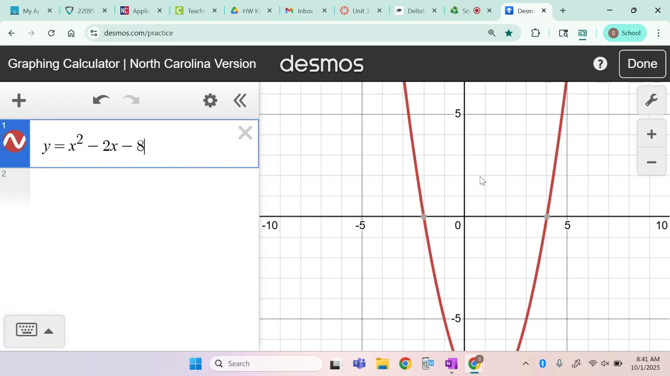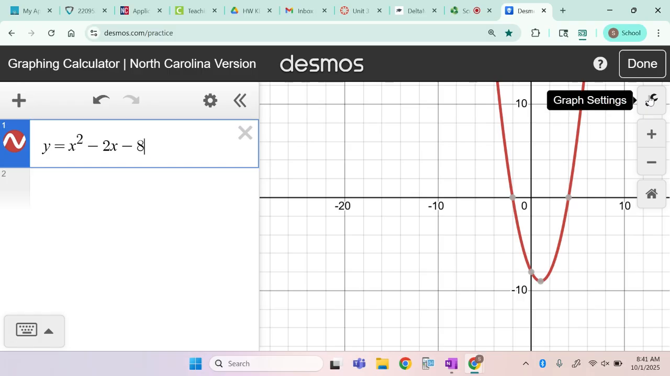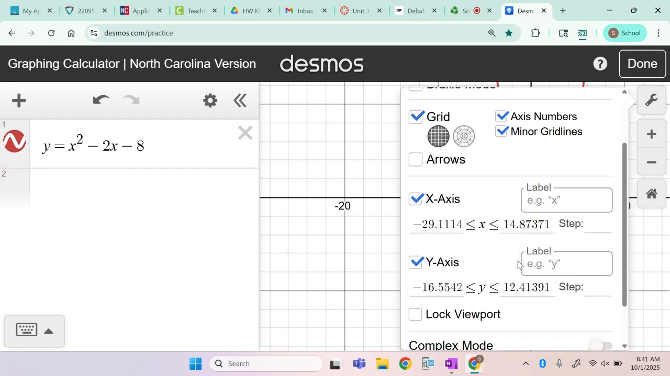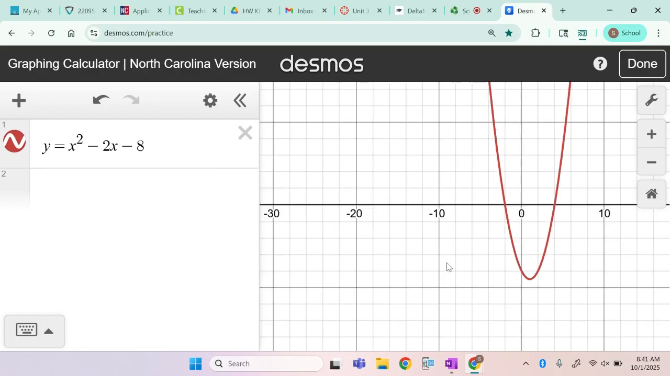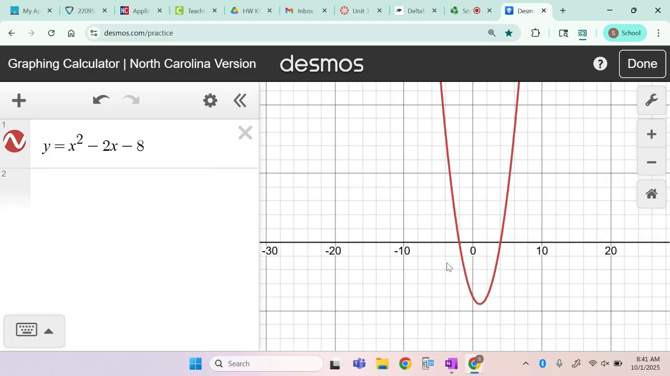But if that confuses you guys, here's a little trick. You hit the wrench key. You can actually turn off axes. So I can turn off the y-axis. It's not there anymore. So all I see is the x-axis.